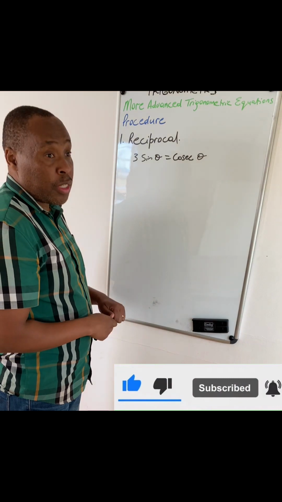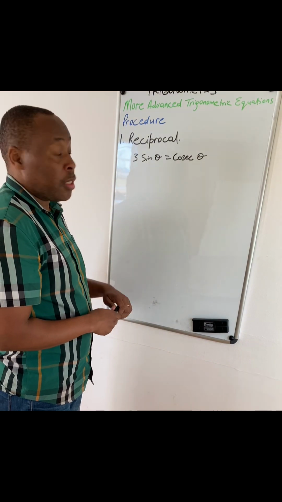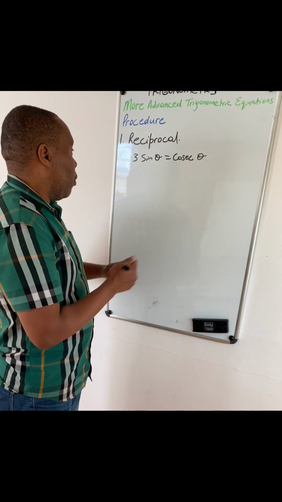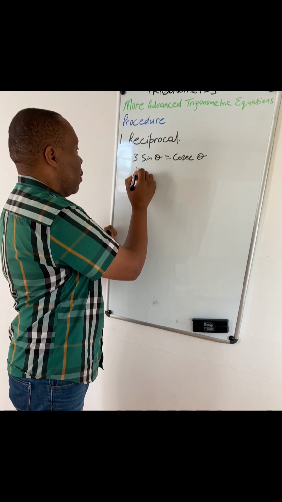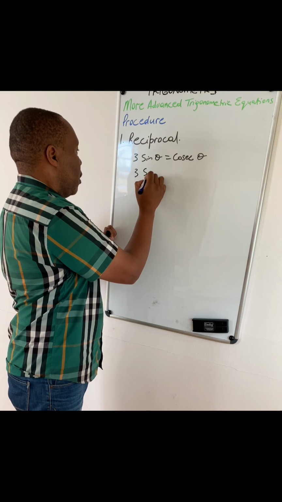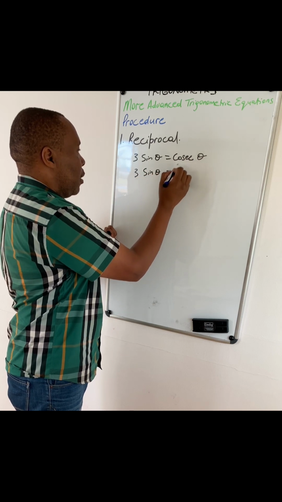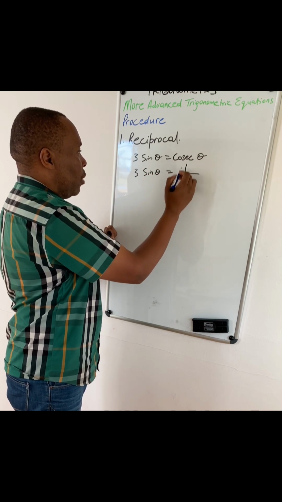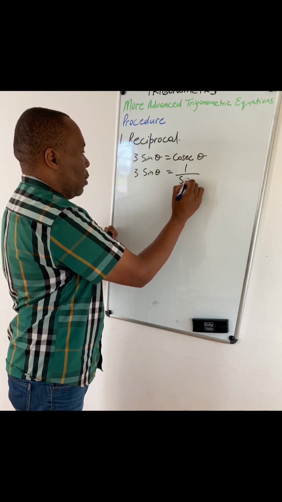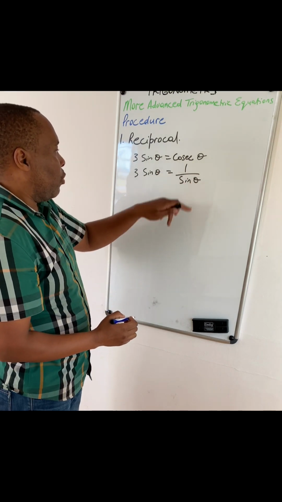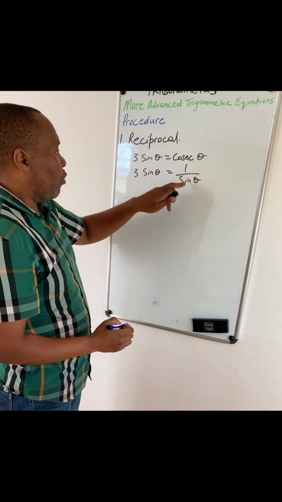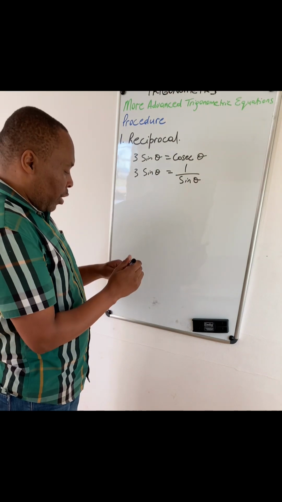Second procedure method is reciprocal. What we do here is 3 sine theta is equal to 1 over sine of theta. This is the reciprocal we're talking about. The reciprocal of cosec is 1 over sine theta.